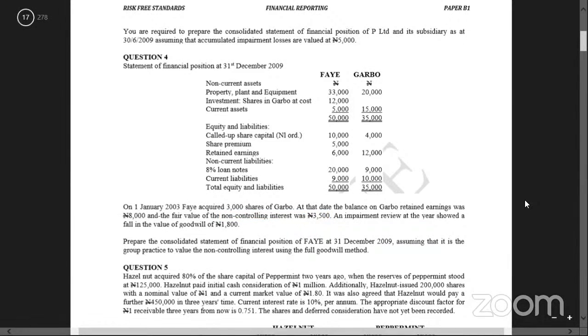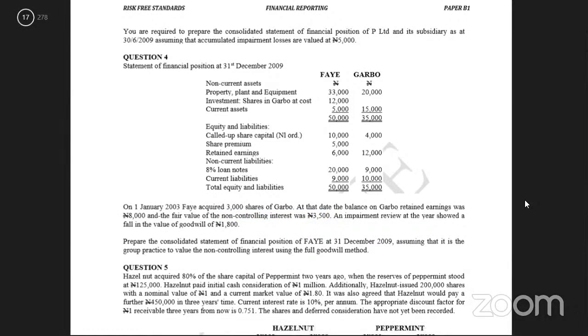Okay, go on. An impairment review at the year end showed a fall in the value of goodwill of 1,809. Prepare the consolidated statement of financial position of FIE at 31st December 2009, assuming that it is the group practice to value the non-controlling interest using the full goodwill method.